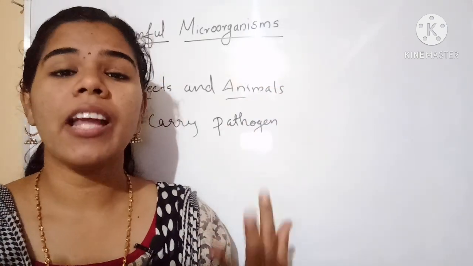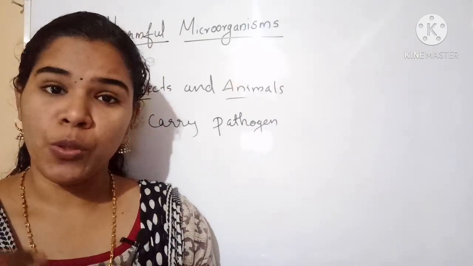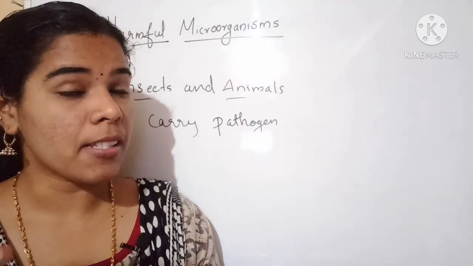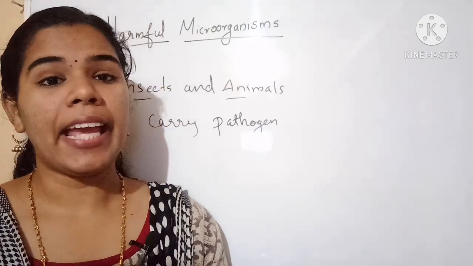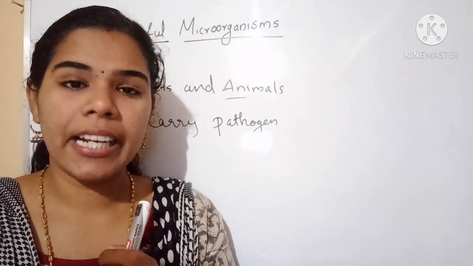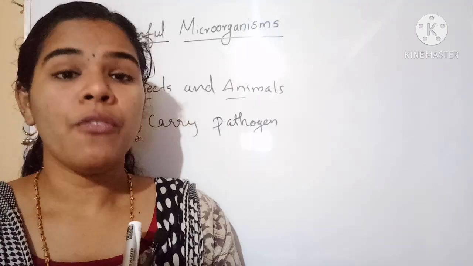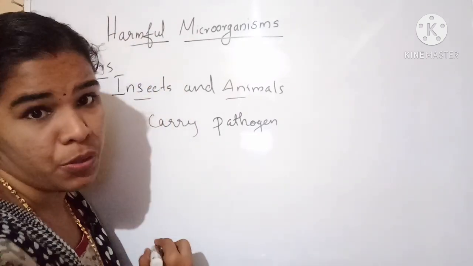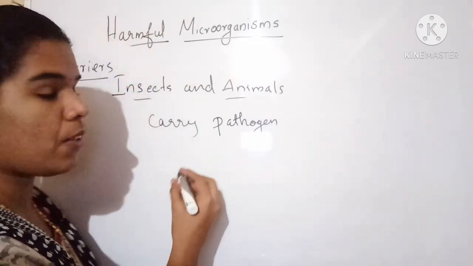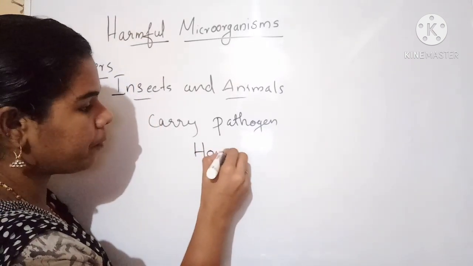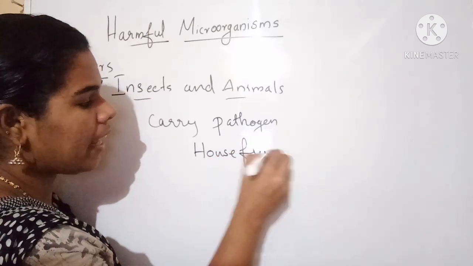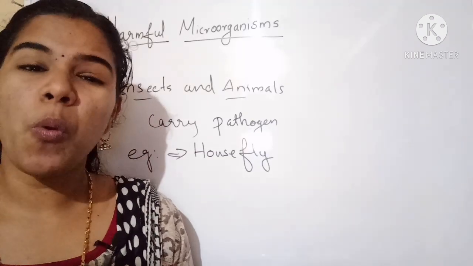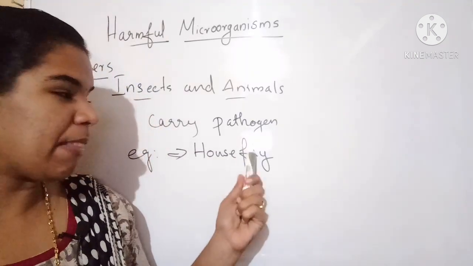How? Let's discuss. Carrier animals and insects, we know they carry what? Disease causing microorganisms are called pathogens. They carry pathogens, so their body contains pathogens. For example, housefly and mosquitoes. So first let's discuss the housefly. In the case of the housefly, what happened? Yes, their body carries pathogens.